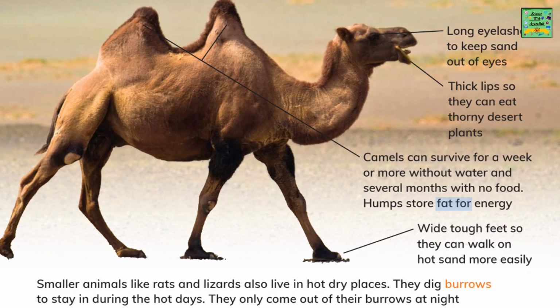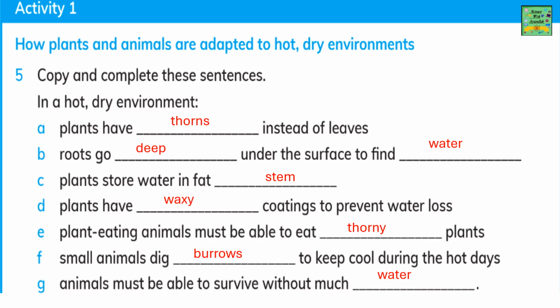Smaller animals like rats and lizards also live in the hot, dry areas. They dig burrows to stay in during the hot days. When it is a bit cooler, especially at night, they come out of their burrows. Here's a list of sentences that are incomplete. Please complete them by referring to the above slides, and then refer to these answers.